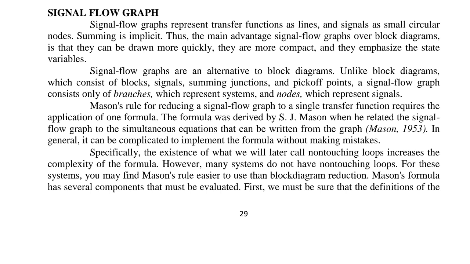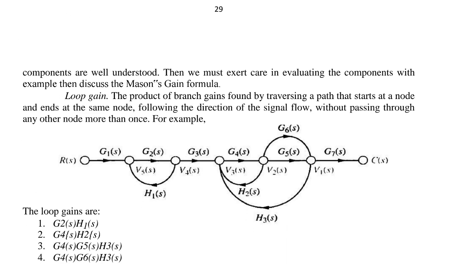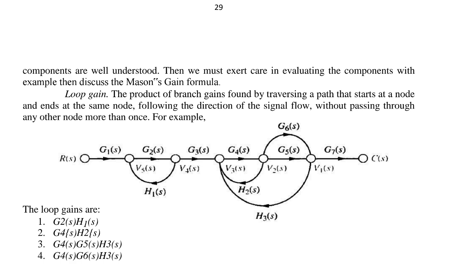So the signal flow graph consists of branches and nodes. The next thing is we are going to discuss what the elements involved in the signal flow graph are. The first thing we should know is what is loop gain. The product of branch gains traversing the path that starts at a node and ends at the same node is called the loop gain.